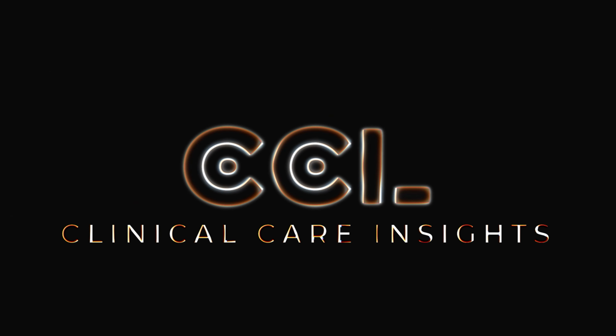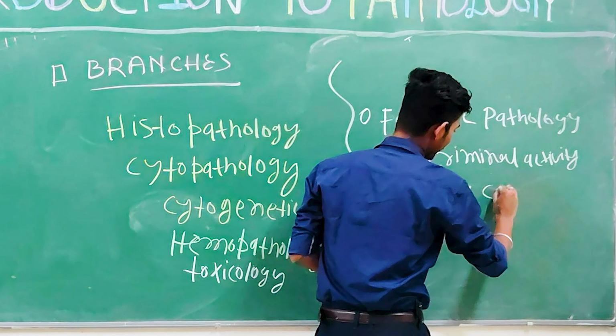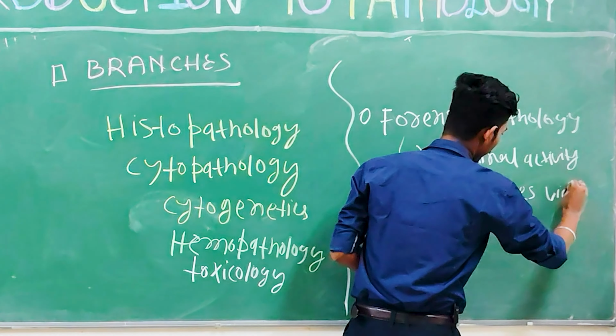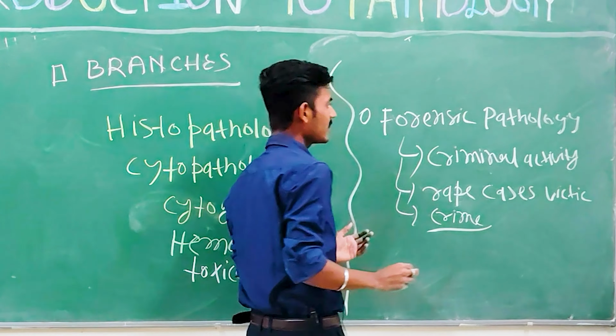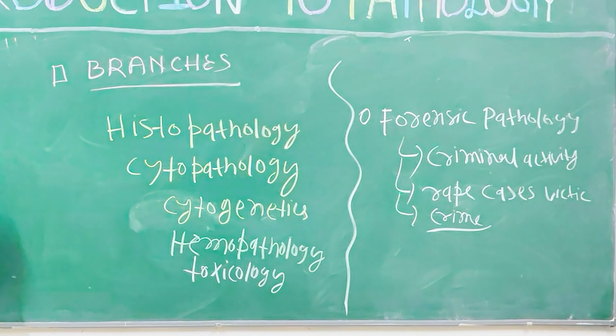Now, there is one branch which deals with understanding some problematic situations: forensic pathology. This branch deals with understanding criminal activity. It also studies rape case victims, or any related crime. So this is called forensic pathology.